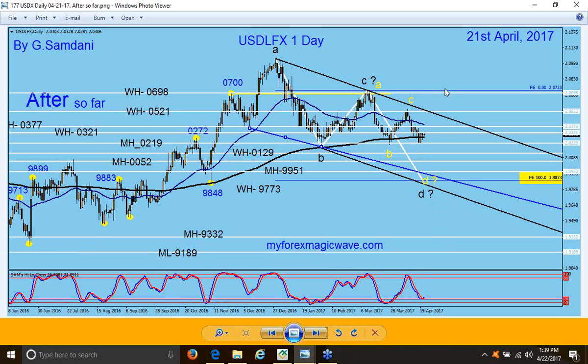And if we bounce, then it's a different story. But most likely we're going to drop here, and the US dollar will get weaker, sending pound USD and euro USD up.